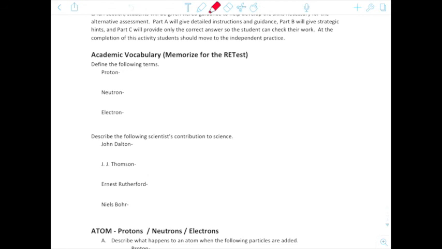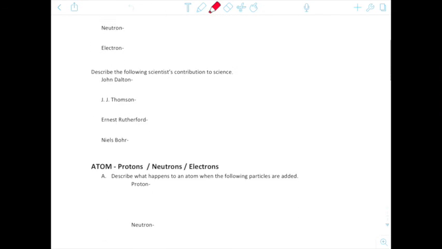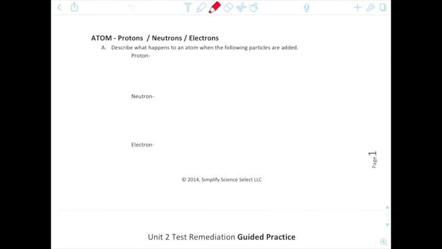And then Niels Bohr, who discovered the energy levels within the electron cloud, where we have our valence electrons on the outer shell and everything else. So, jumping into the atom, talking about protons, neutrons, and electrons, and it says describe what happens to an atom when the following particles are added. When you add a proton, that means you are adding a positive charge, and you are also changing the element.